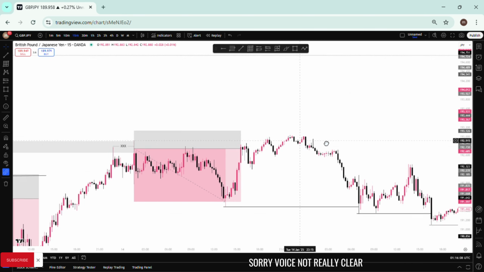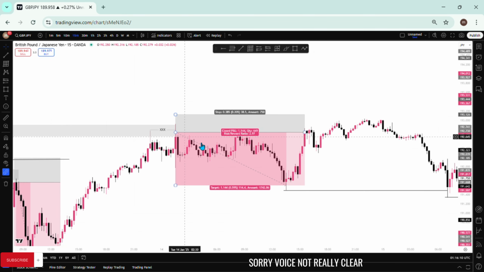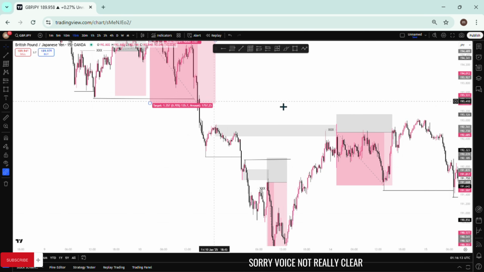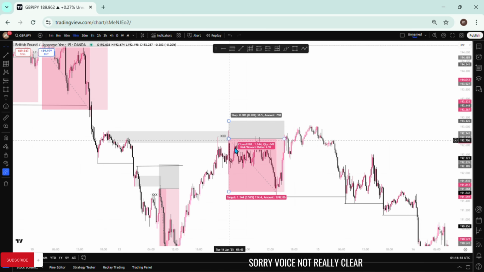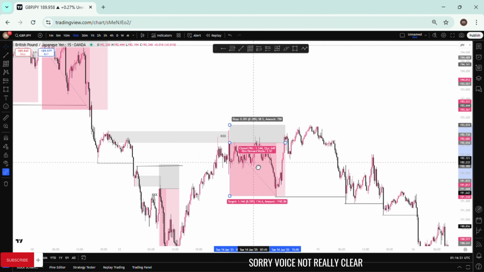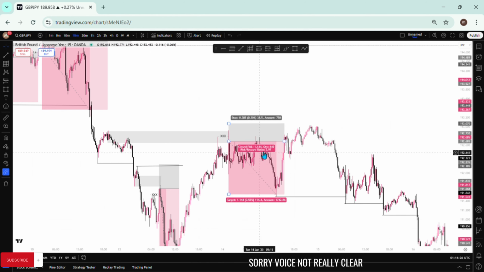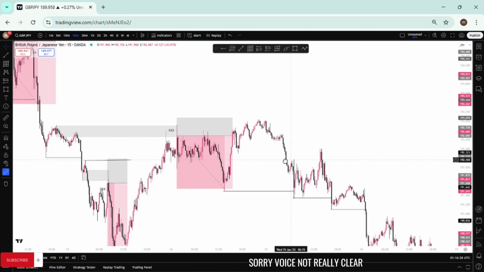Let me just zoom out here. You can literally see this one here, a clear of liquidity. So as soon as I saw the clear of liquidity, I knew price would be falling, so I just entered it here. Entered it here. Price came 1:3. Simple trade.